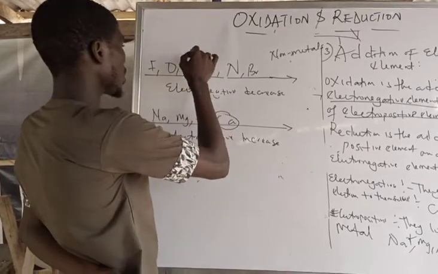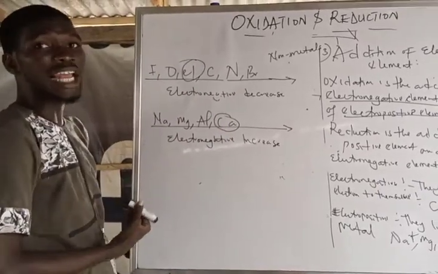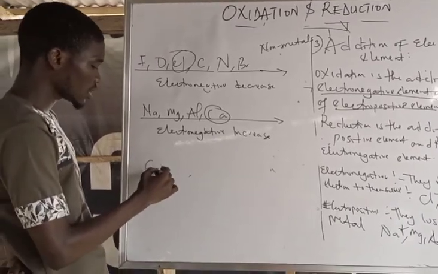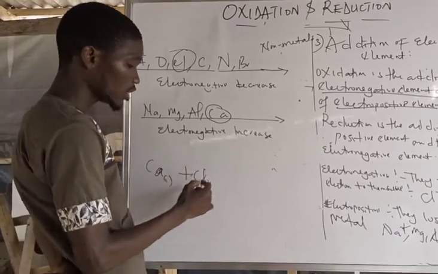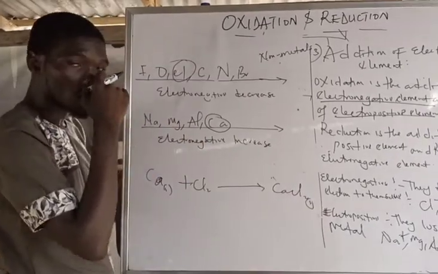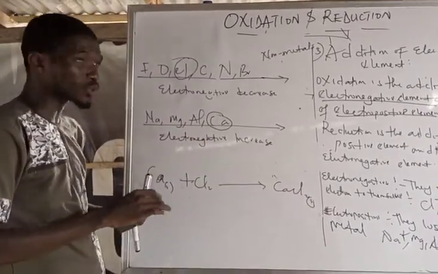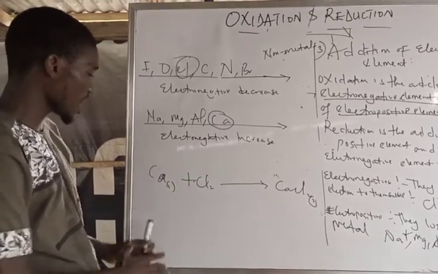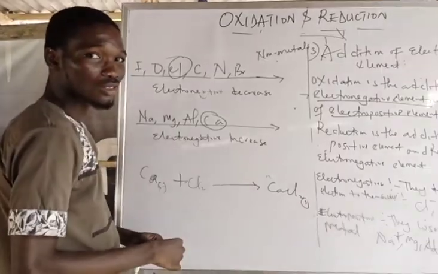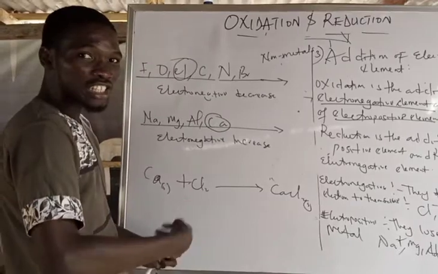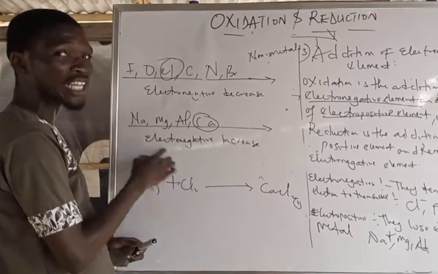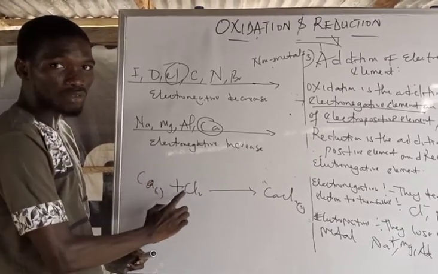I'm also going to pick this chlorine. So explain the addition of electronegative elements and removal of electropositive elements. So I have calcium. The calcium here is solid plus chlorine gas. We have this arrow, calcium chloride. So before we identify which one is oxidation and which one is reduction, here calcium is oxidized with the addition of chlorine, while chlorine is reduced with the addition of calcium. So take note that calcium and chlorine are good oxidizing and reducing agents.